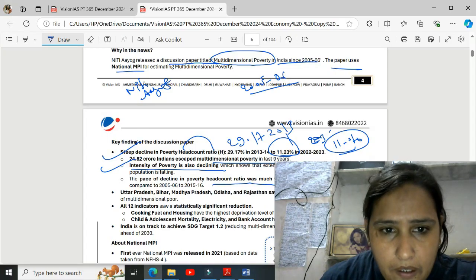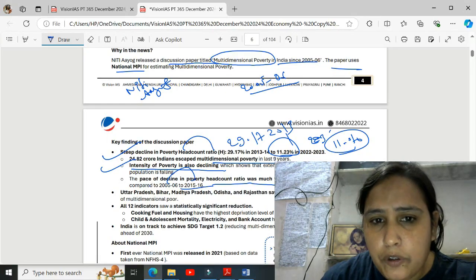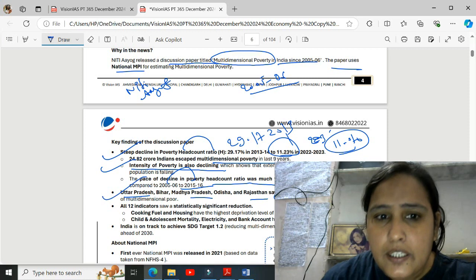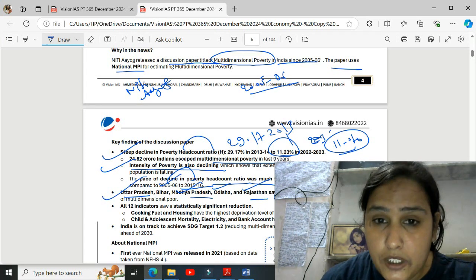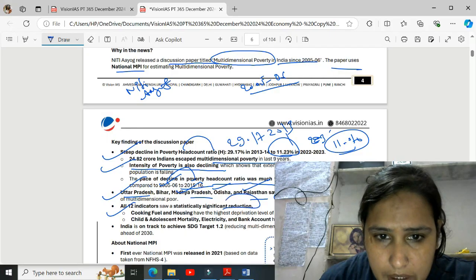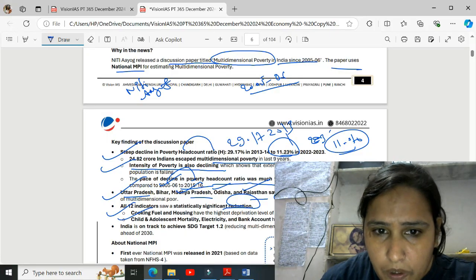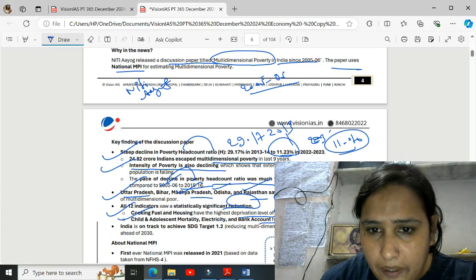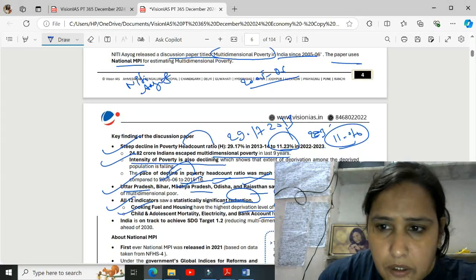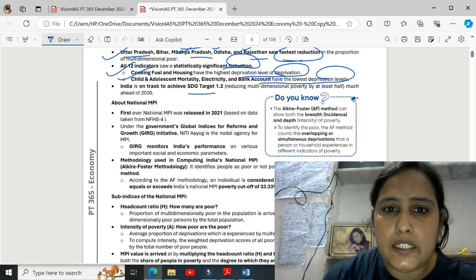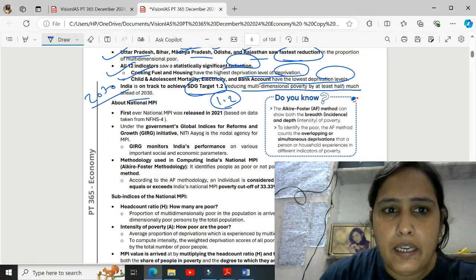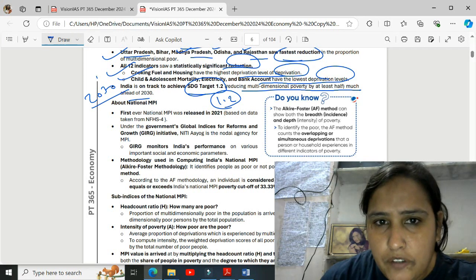Comparing with 2005 to 2015, Uttar Pradesh, Bihar, Madhya Pradesh, Odisha, and Rajasthan saw the fastest reduction, and 12 indicators are statistically significant for the reduction. Cooking fuel and housing have the highest deprivation levels, while child and adolescent mortality, electricity, and bank accounts have the lowest deprivation. India is on track to achieve Sustainable Development Goal target 1.2, reducing multidimensional poverty, by 2030.